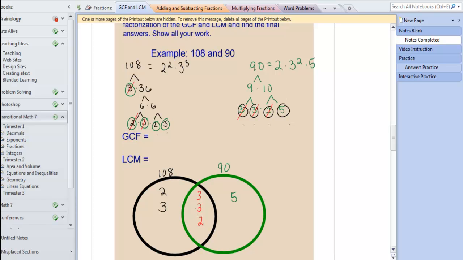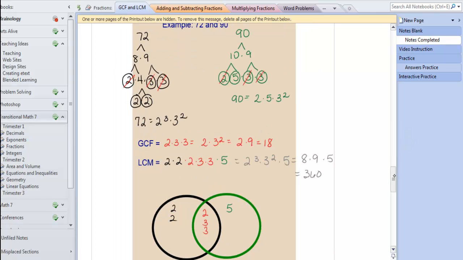Okay? So the greatest common factor is going to be the middle numbers, 2 times 3 times 3, that I have written in red there, which is 2 times 9, which is 18. Then for the least common multiple, I'm going to multiply everything together that I see there in my Venn diagram. So I'm going to multiply the 2 times the 3. I'm going to multiply the 3 and the 2 from the middle. I'm going to multiply the 5 from the green circle. And all together, this equals 540. And you are welcome to multiply your least common multiples, prime factors, together on a calculator, however you are expected to show all of this work.